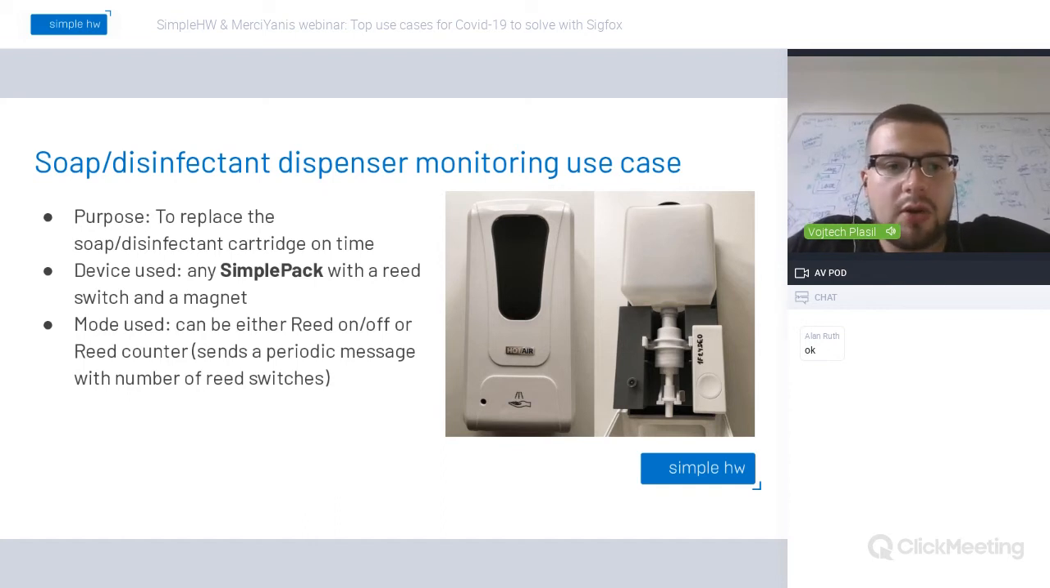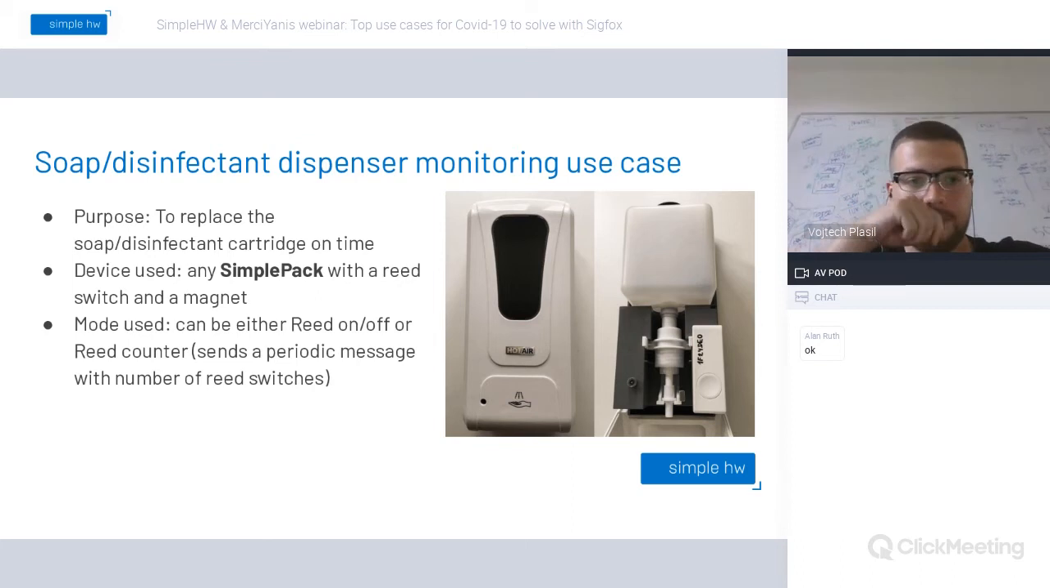It's possible to use reed on/off, but you would get a message every time the internal mechanism would move. So we think the reed counter is better because it allows you to store the number of reed switches and then append it based on time, let's say every 6 hours or something like that.